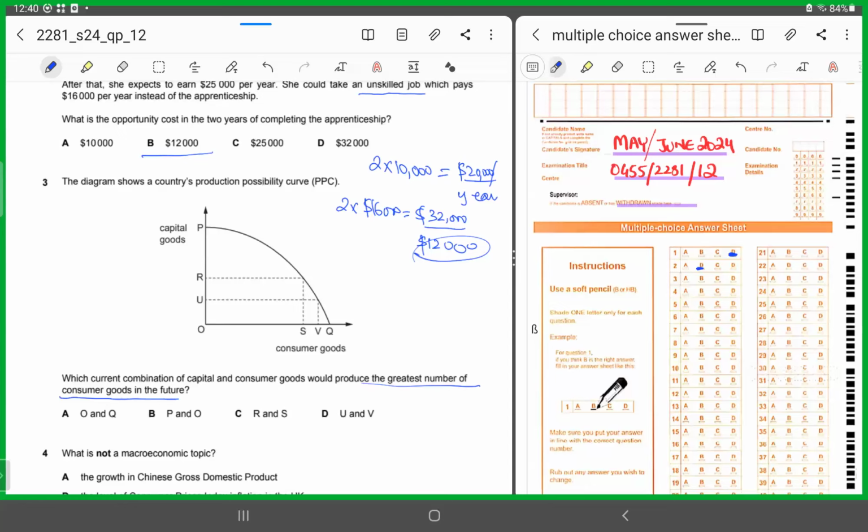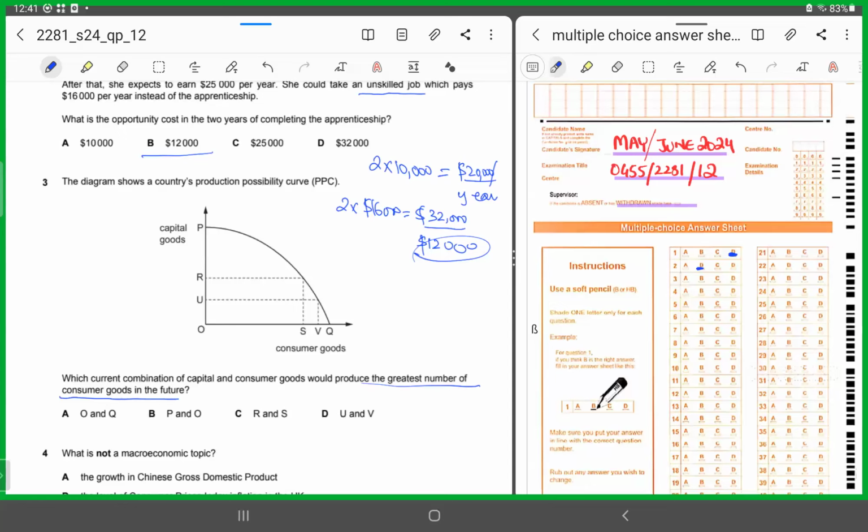Now, they've already given us a hint. You see, the highest number of consumer goods would only be provided if we have more capital goods now. Why? Because we all know capital goods are what? Capital goods are human-made goods used in production, right? On the other hand, consumer goods are goods which are for our own personal consumption. So by concentrating more towards the production of capital goods, we will be safeguarding ourselves for the production and the availability of more consumer goods in the future, right?